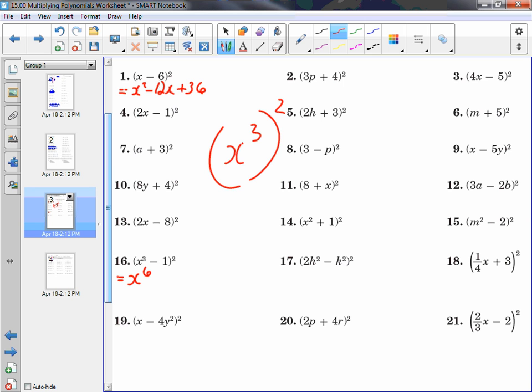There's a minus sign, so we know our middle term's negative again. Then it's 2 times the first term times the second term. 2 times x cubed times 1. What's 2 times x cubed times 1? 2x cubed, plus, it's always a plus, the second term squared. 1 squared. 1.